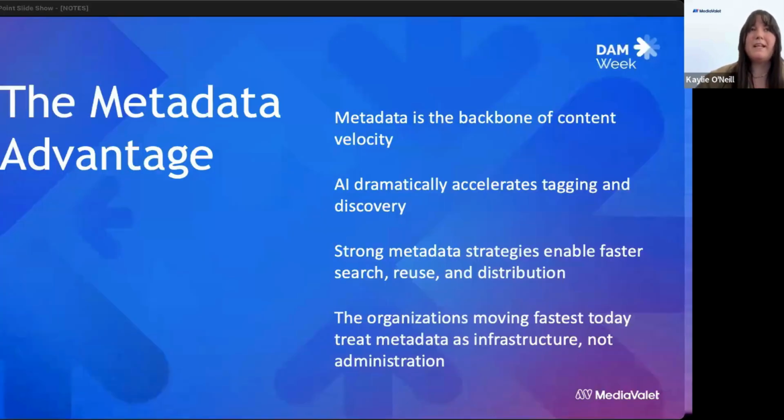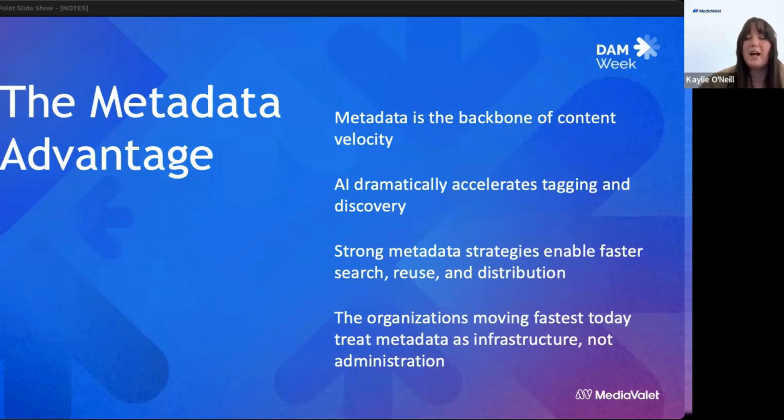So it brings us to the metadata advantage here. We know that metadata is the backbone of our content velocity. Once we go through those 5 stages of the maturity model, we can understand that metadata isn't just about organizing content. It's the backbone of content velocity. It enables teams to find what they need faster, reuse content more efficiently, and distribute it with confidence.